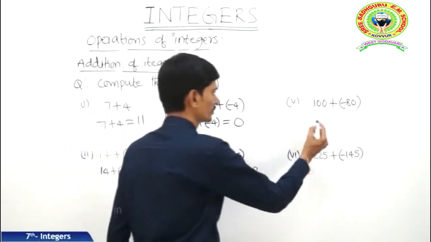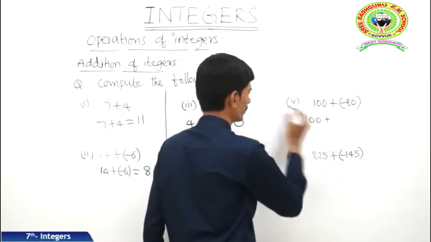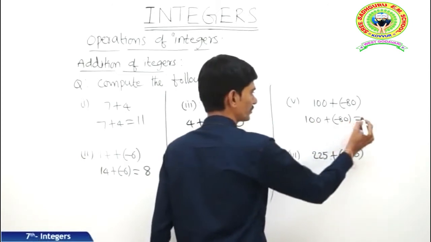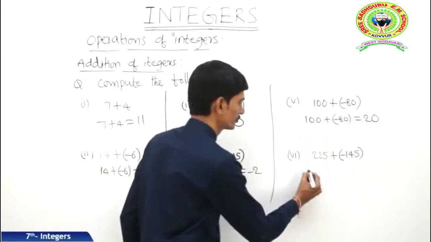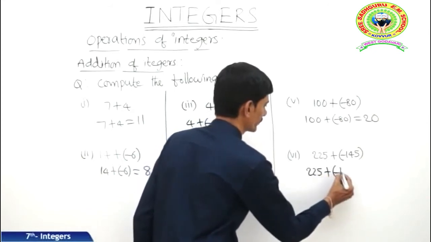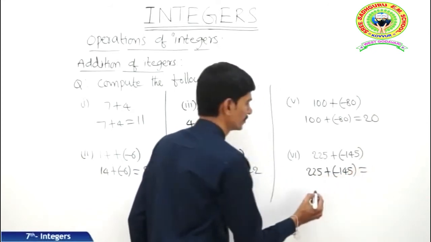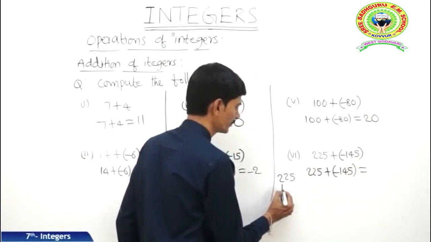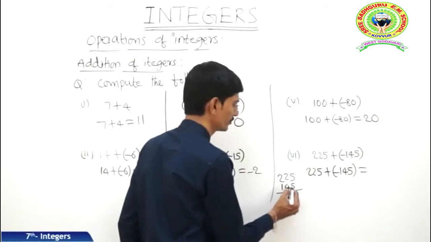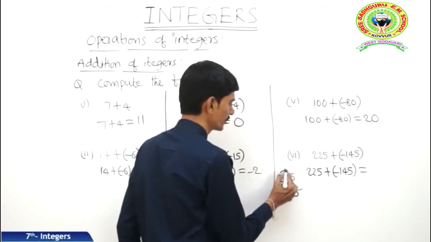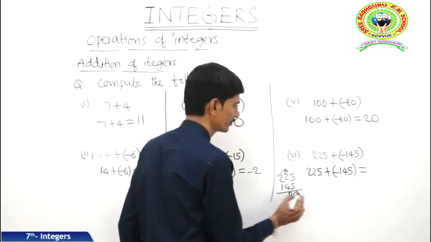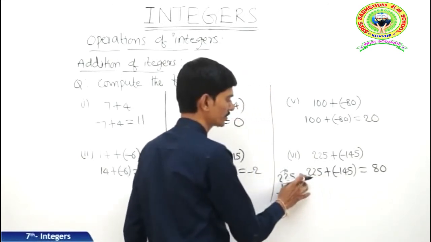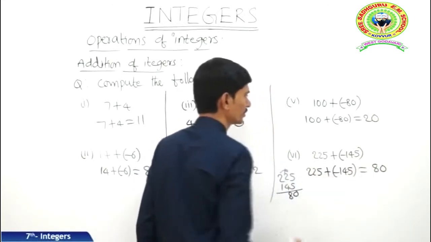Then 100 plus of minus 80. So 100 plus of minus 80 equals 100 minus 80, which is 20. 225 plus of minus 145 equals. So when you subtract 145 from 225, we get 5 minus 5 is 0, and carry 10. 10 plus 2 is 12, minus 4 is 8, 1 minus 1 is 0. So then we get 80. And here the bigger number 225 has plus sign. So the result is plus 80.